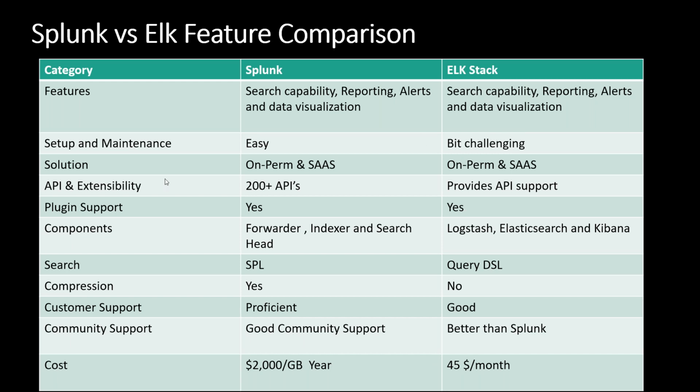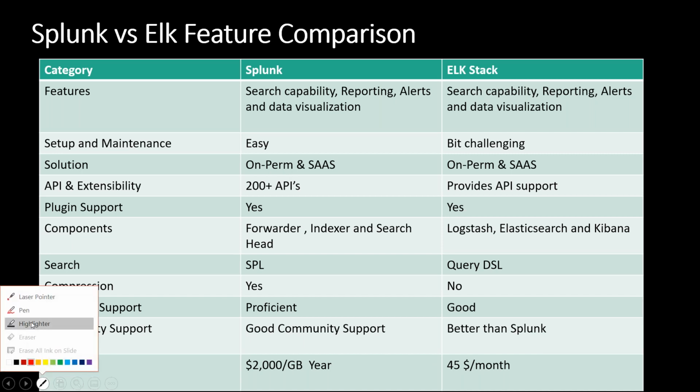And when it comes to solution, what kind of solution does each have? One is on premises, one is SaaS. On premises is something like the Splunk team installing Splunk in their data center, in their office premises. That is called on premises. If you install Splunk on premises, that means you are installing it in your office.